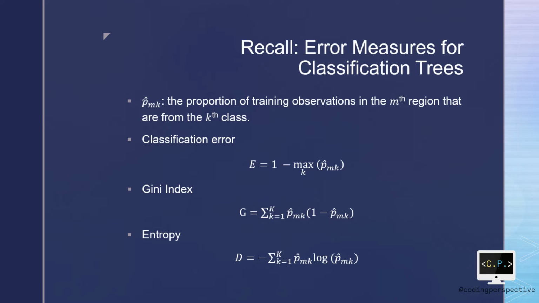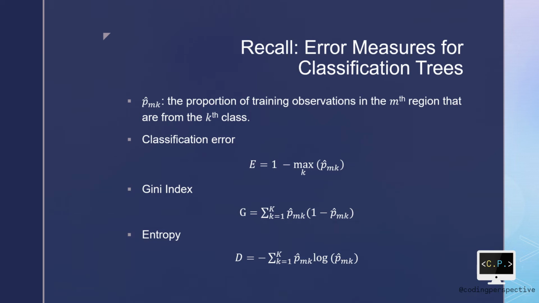However, this time we cannot use residual sum of squares. Alternatively, we can use the classification error rate, which is given as 1 minus the maximum over k of p hat mk. Here, p hat mk is the proportion of training observations in the mth region that are from the kth class. There are two other measures that are preferable in practice, which are called Gini index and entropy.